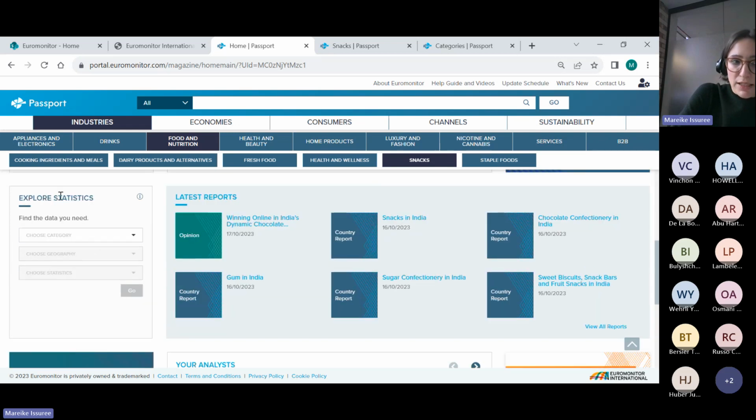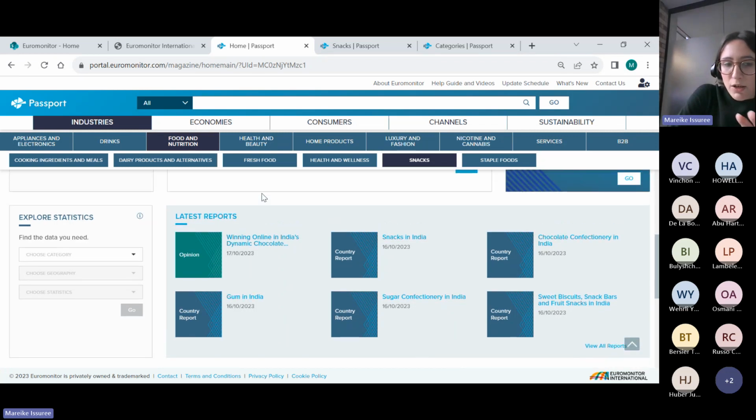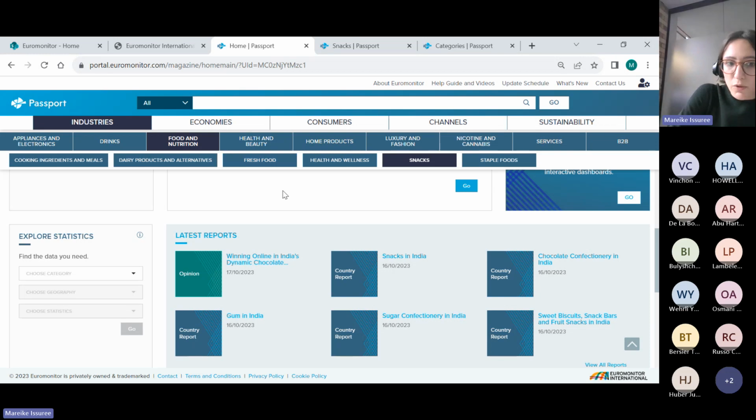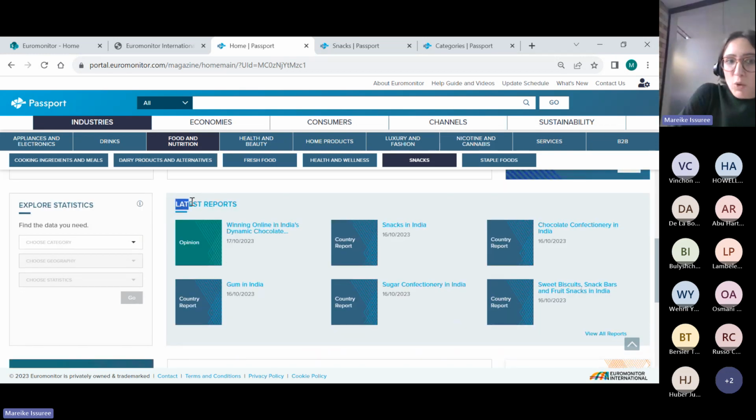But you can also directly jump into statistics. So that would give you the time series of consumption. So in retail value sales, for example, but we'll dive into the details later on. But what this homepage for a specific industry is useful for is you can always check also the latest reports that we've published.